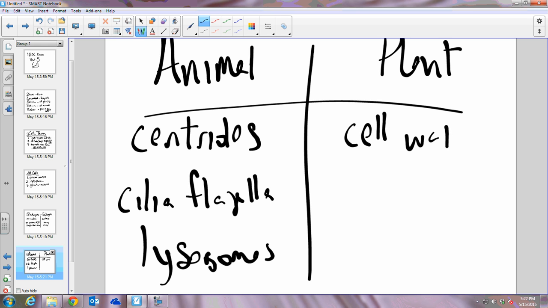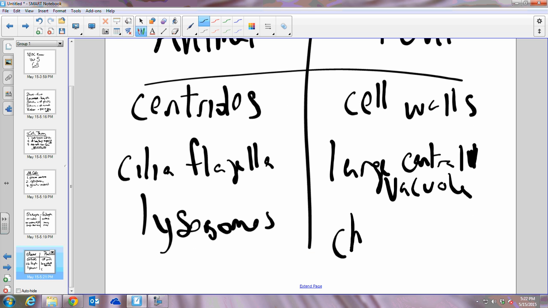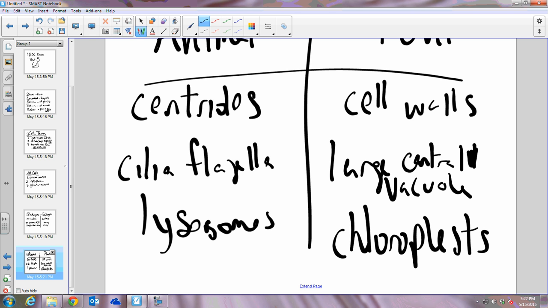Plant cells have something called a cell wall, a large central vacuole, and chloroplasts. Now, one common mistake that people will make is they'll say, well, animal cells have mitochondria. Yes, they do. But so do plant cells. So don't get that mixed up. All eukaryotic cells have mitochondria. Not all cells have a chloroplast.